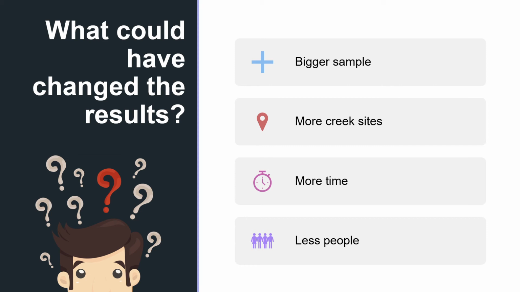So next time, if I were to redo the same experiment, I would do it over a few weeks, add a few more creek sites, and I would probably do it by myself or with 1 or 2 people helping me.